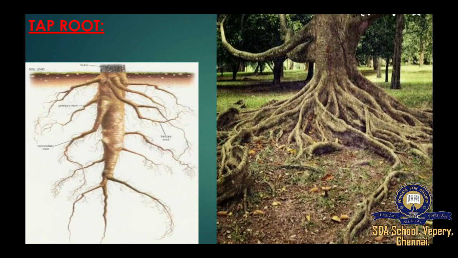Many branches and sub-branches come out from this main root and spread out into the soil. The main root and its branches are together called the taproot system.